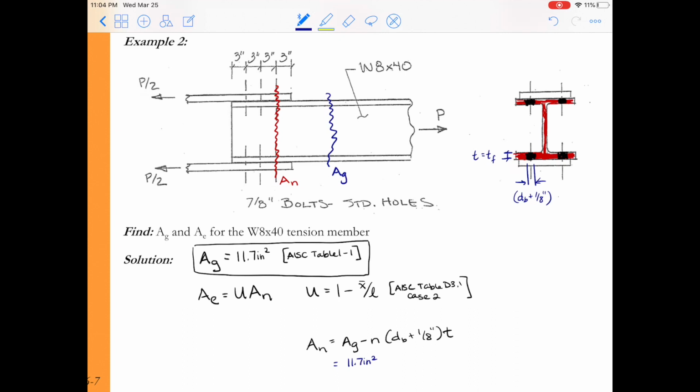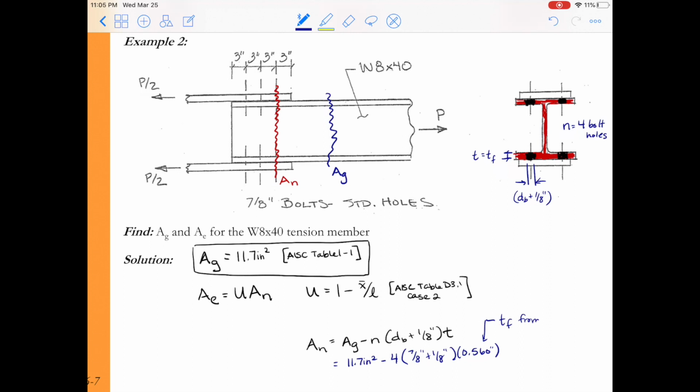So when we calculate the net section area, we have the gross section area, which is 11.7 inches squared. Then we're going to subtract out 4 bolt holes. The nominal diameter of the bolts that we're using is 7/8 inch, that's what we were given, plus an eighth of an inch. And then we're also going to multiply this by the thickness of the flange. In this particular case, the thickness of the flange is 0.560 inches.